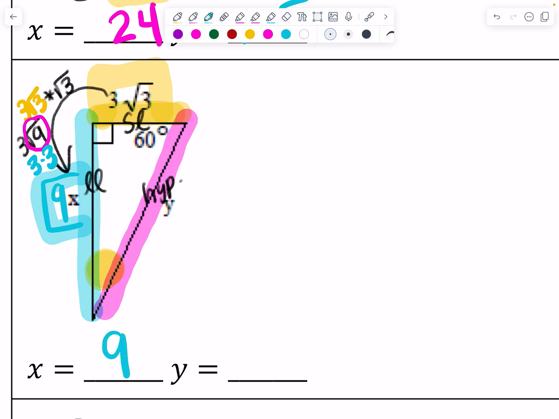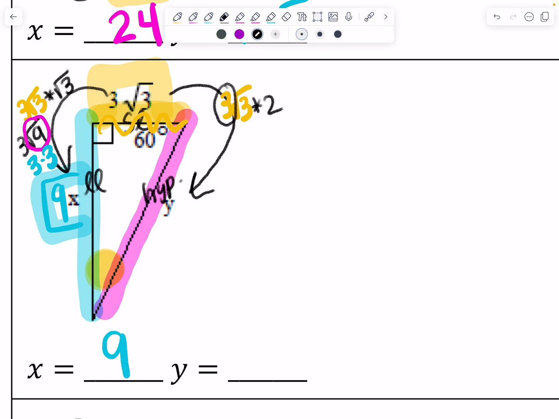Okay, let's go back to our triangle, which is our short leg. What is the relationship between our short leg and our hypotenuse? It's getting bigger, so I'm going to multiply that by 2. What gets multiplied by 2? My current yellow value, which is 3 root 3. So I'm taking 3 root 3 and I am multiplying that by 2. So right now I've got 2 whole numbers. I've got 3 and I've got 2. Those 2 whole numbers I'm going to simplify. 3 times 2 becomes 6.